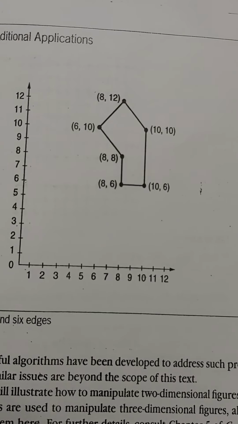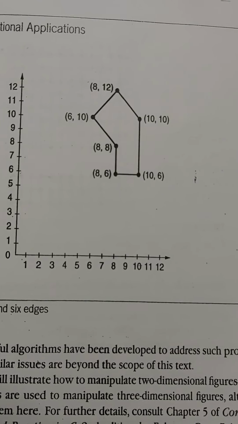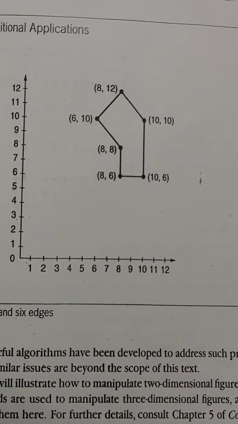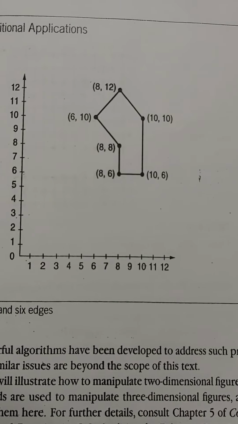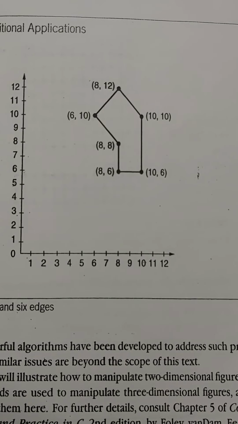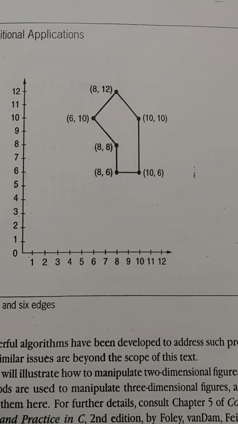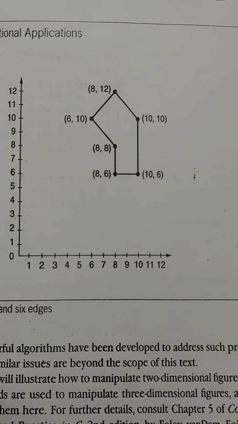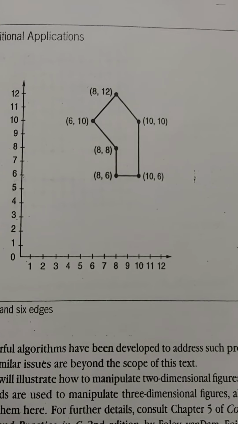Look at this figure. It has some vertices, 1 2 3 4 5 6 vertices. Clear? So the figure is formed by joining these vertices. This figure is in R2, x and y coordinates. First of all we will represent this figure. This figure is called a knee. It is of the shape of a knee.